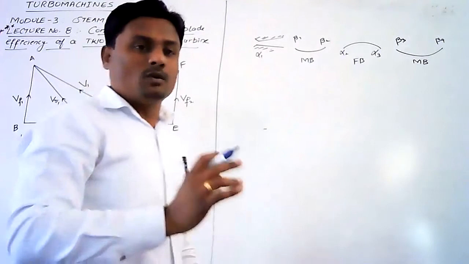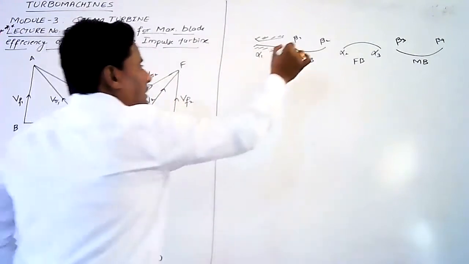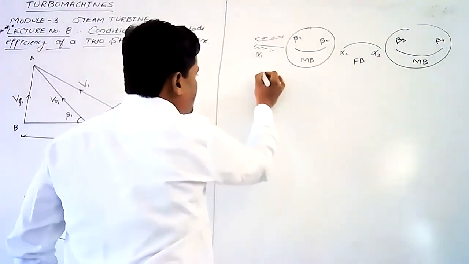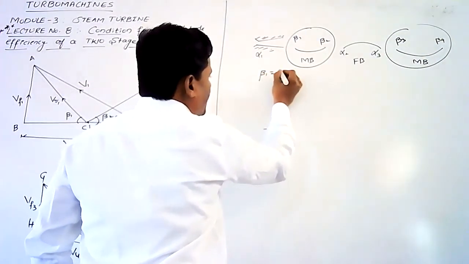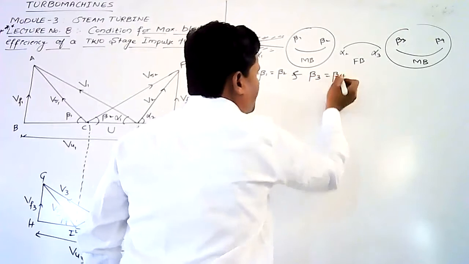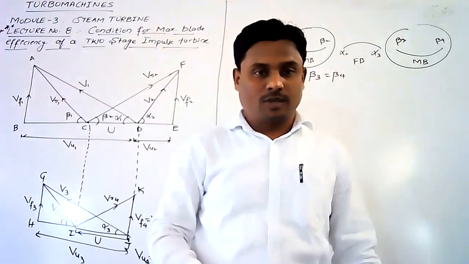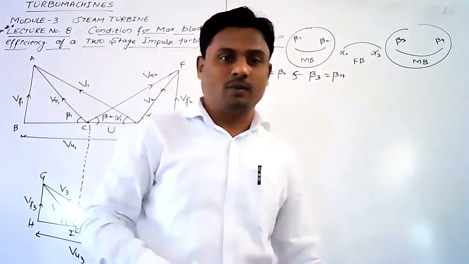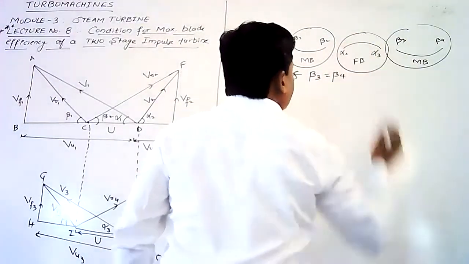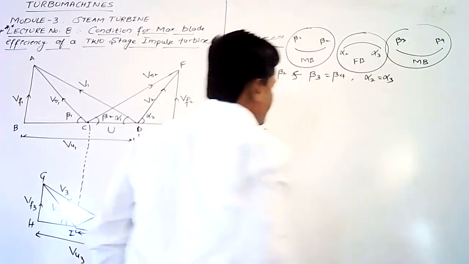Okay, we will make some assumptions here while deriving the equation. The first assumption is that the moving blades are equiangular. That is, beta 1 is equal to beta 2 and also beta 3 is equal to beta 4. Both rows of moving blades have equiangular blade angles. Similarly, the fixed blades are also equiangular. That is, alpha 2 is equal to alpha 3.